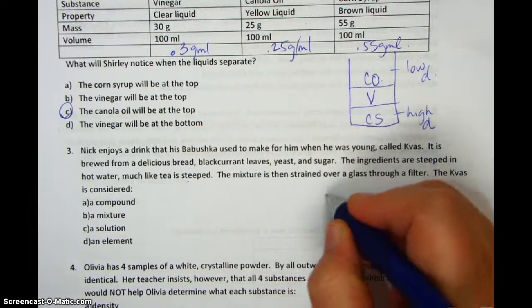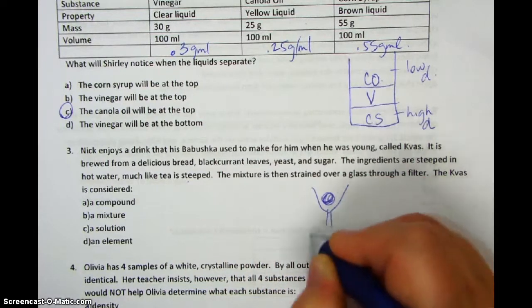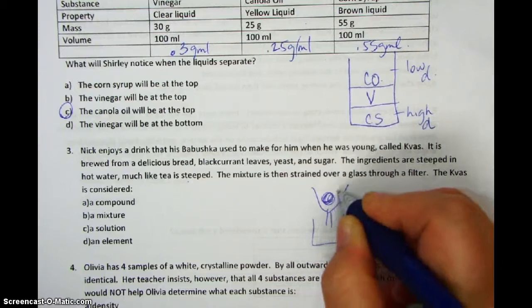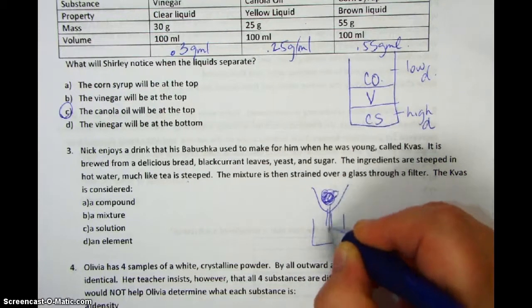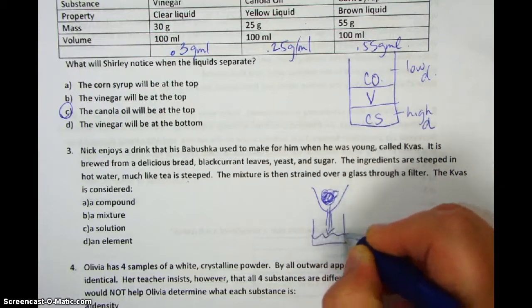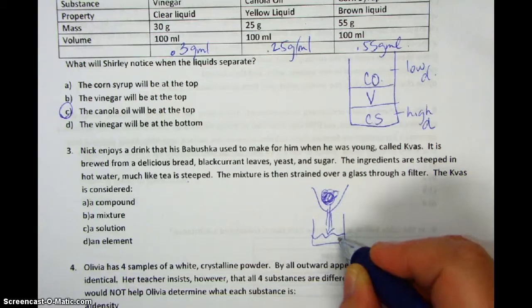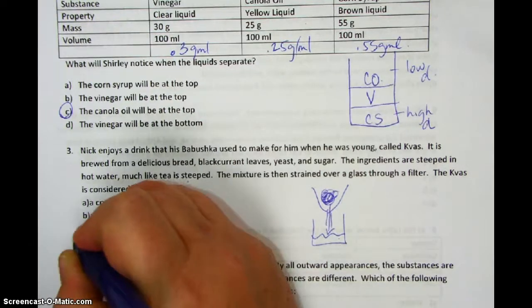Okay, so you got all this stuff, and you put it in a filter, and you strain it into a glass. So all the stuff, the bread and everything, is going to stay up here, and the liquid is going to come down here. Okay? And that liquid is going to be homogeneous, so it's going to be a solution.